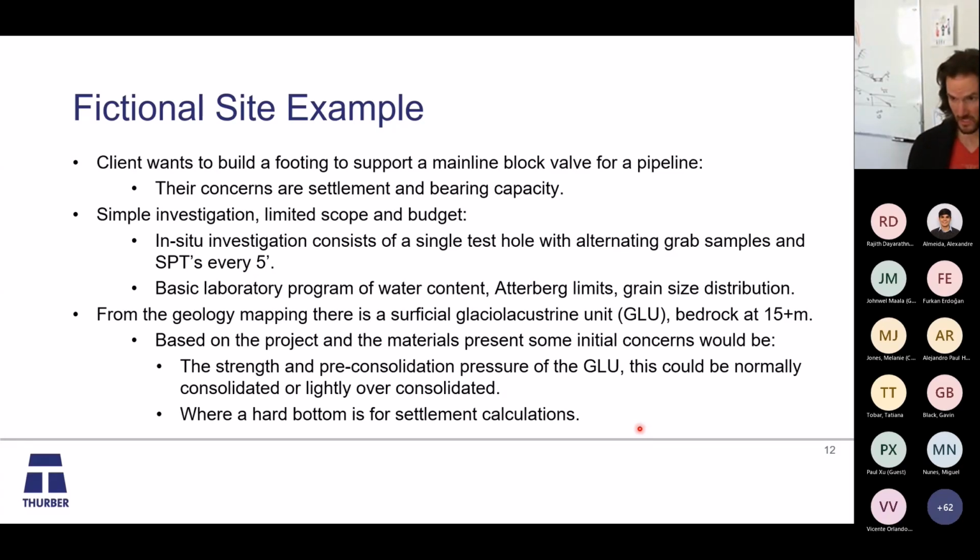Based on the project and the materials present, there are some initial concerns. I'm going to put a heavily loaded valve. I'm concerned maybe about the strength of that GLU or the pre-consolidation pressure of the GLU. It might be normally consolidated or lightly overconsolidated. Maybe I'm concerned about where bedrock is if I have to do settlement calculations. So these are the thoughts I have, trying to relate that triangle, my first pass through the triangle in planning the investigation.